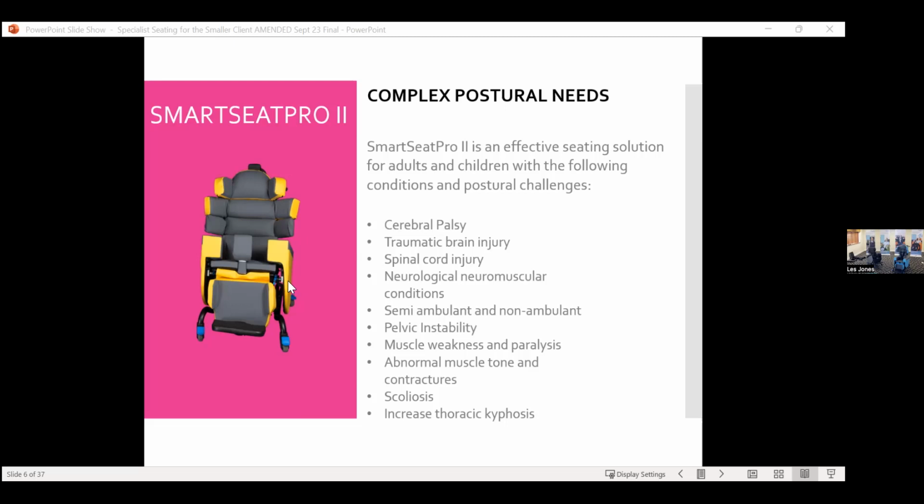So we have those with cerebral palsy, traumatic brain injury, spinal cord injury, neurological and neuromuscular conditions, semi-ambulant and non-ambulant, those with pelvic instability, muscle weakness and paralysis, abnormal muscle tone and contractures, scoliosis, and those with increased risk of thoracic kyphosis. In essence, to cut a long story short, it's designed for those with complex postural needs.